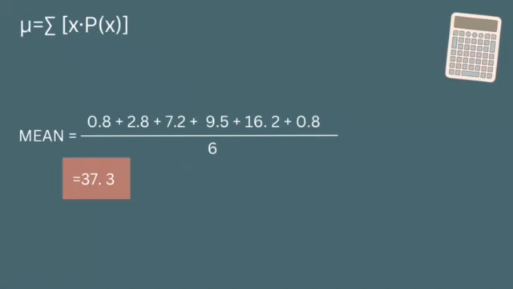Whatever number we get from adding all of those numbers, we will divide it by how many numbers or categories we have in our situation. We have 6, so we will divide it by 6. And finally, we will get the number 37.3. So this is our mean. Our mean is 37.3.